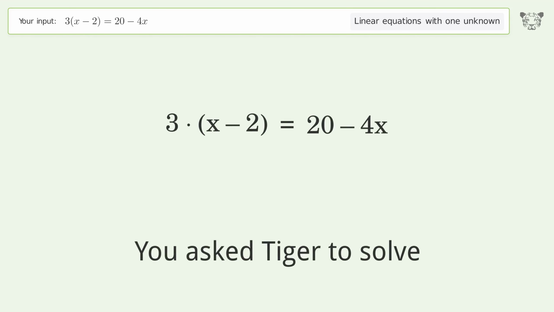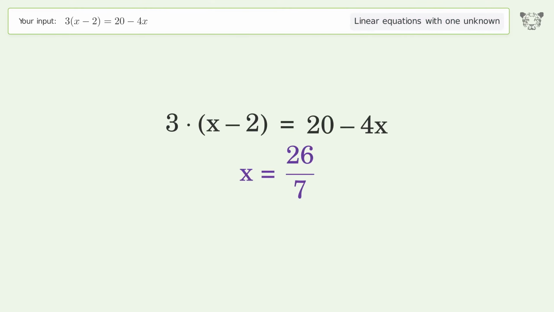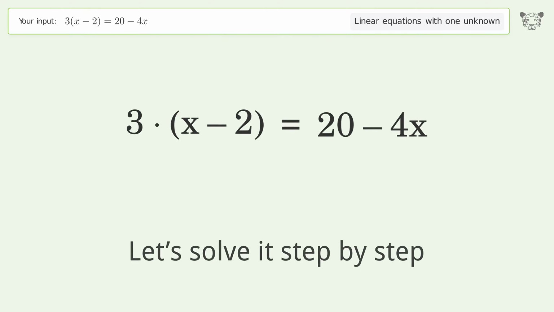You ask Tiger to solve. This deals with linear equations with one unknown. The final result is x equals 26/7. Let's solve it step by step.